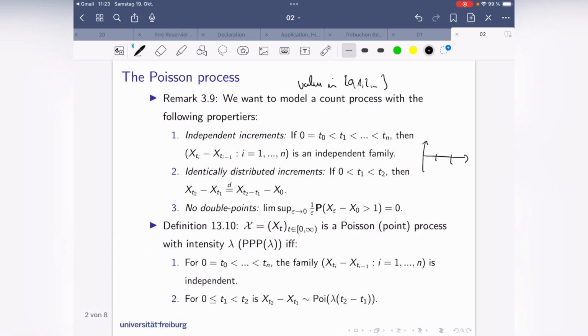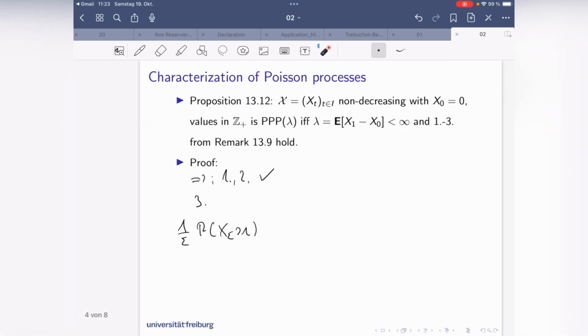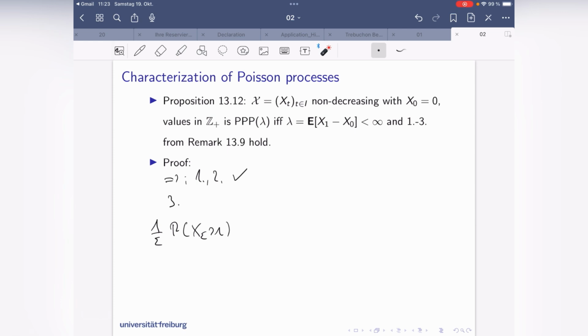And just going back here, x0 is 0. So I'm writing down this here. I have to compute the limit of this here. And I can do that because I know how x epsilon is distributed. The probability that a Poisson distribution is greater than 1 is 1 minus the probability at 0, 1 minus e to the minus lambda epsilon, minus the probability at 1. That's lambda epsilon times e to the minus lambda epsilon.